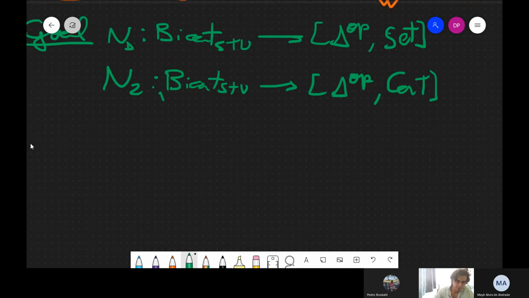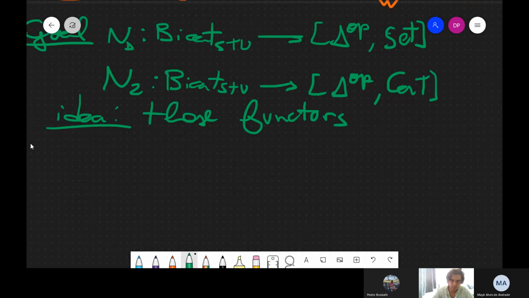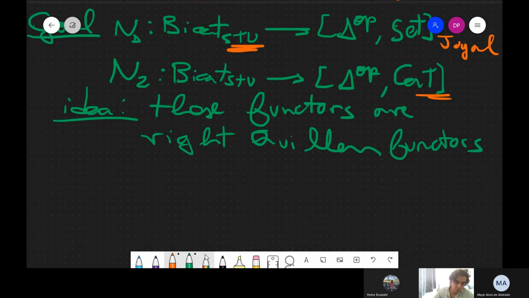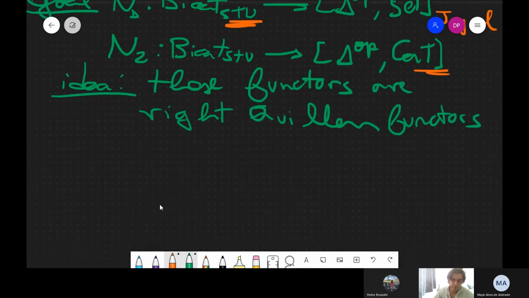And the idea is to show that these functors are right Quillen functors. And of course, there's much more to say here, because right Quillen functors with respect to what structures. Here, I think this will be with respect to the Joyal model structure. This isn't actually the same category that we're considering, so we have to define a model structure here. And what is a model structure here? There's a lot of work to be done. But okay.